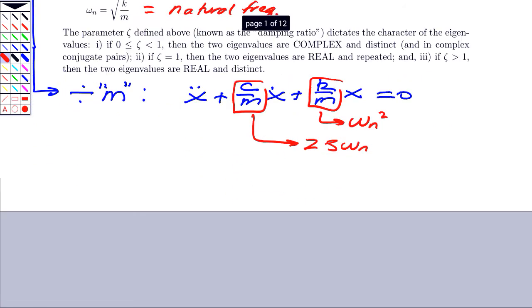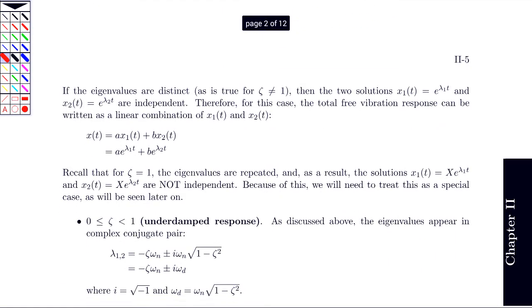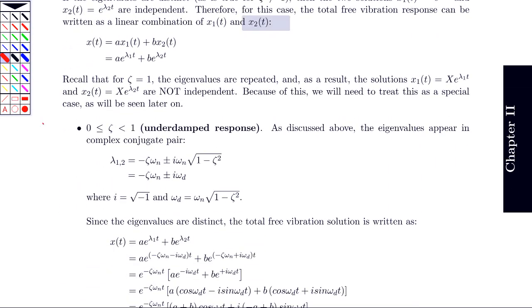What happens if the damping ratio is less than 1? In fact, put a star beside this, because this is the one that we're going to be looking at the most in this course. When the damping ratio is somewhere between 0 and 1, as I mentioned before, the roots become complex with imaginary parts.